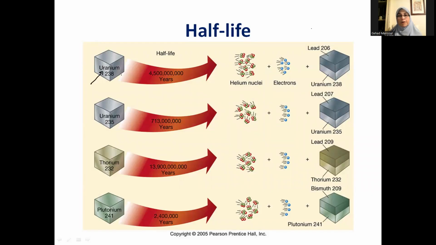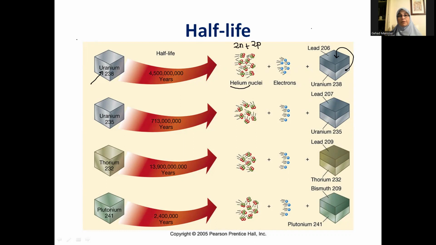Hello again. So, for example, uranium 238 takes about 4.5 million years in order for half of the uranium 238, which is radioactive, to be converted into non-radioactive lead 206. Of course, this necessitates that the nucleus of uranium 238 emits helium nuclei that contain 2 neutrons and 2 protons and electrons, in order for it to be converted into lead-206.